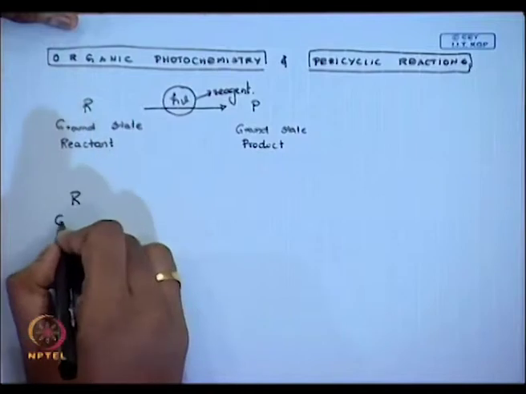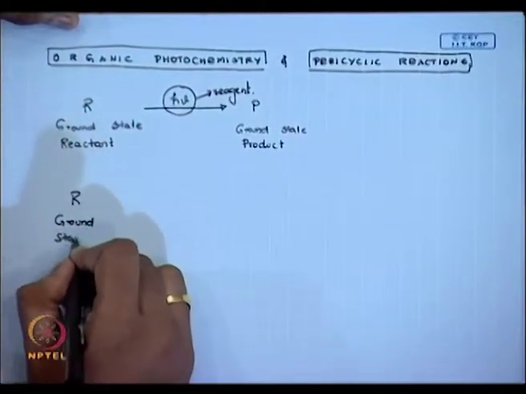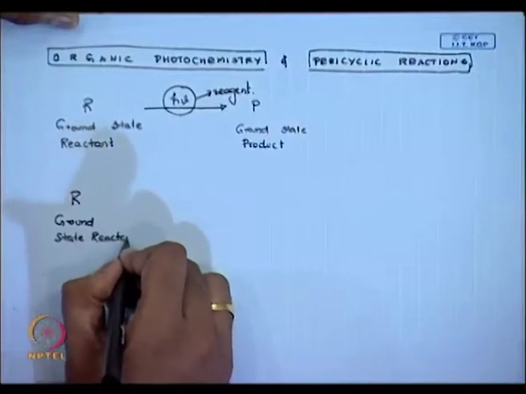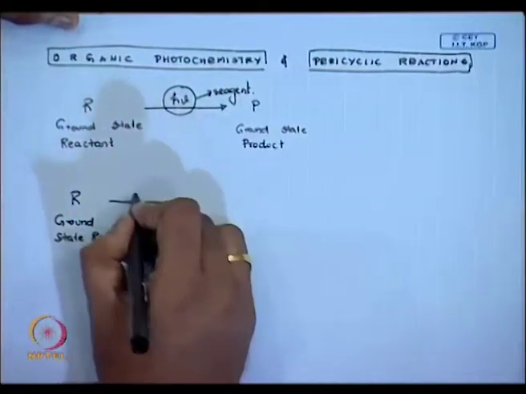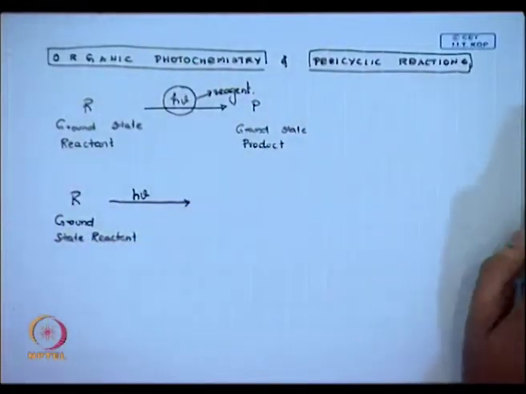You take a ground state reactant, as I earlier mentioned, and you shine light on it. What happens? Once the light shines on this reactant, it transforms from its lower energy, E0, its ground state energy, to an excited state energy. Most of the time these transitions are electronic transitions. So, your R, once it interacts with the light, becomes the excited state reactant, which we will call R star.